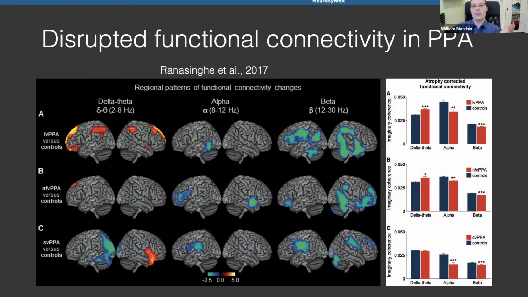So another way of saying this is PPA is probably more complicated than this picture of, look, there's just atrophy of focal gray matter, which shows up in our measurements, and that's the main explanation of what's going on. There are probably more widespread effects that may explain some of the deficits and patterns that we see in these patient groups.